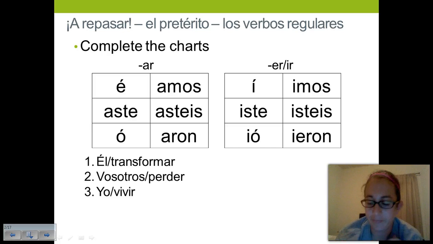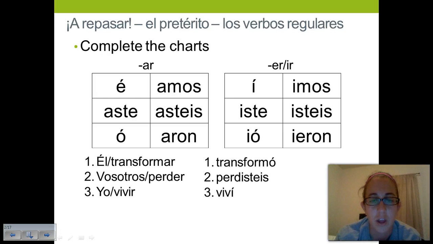Let's see how you did. And at any point through the notes today, you're probably going to need to hit pause so you can make sure that you get all of your answers down. So, el transformar would be transformó, vosotros perder would be perdisteis, and yo vivir would be viví, with an accent. So, those are your regular verbs.